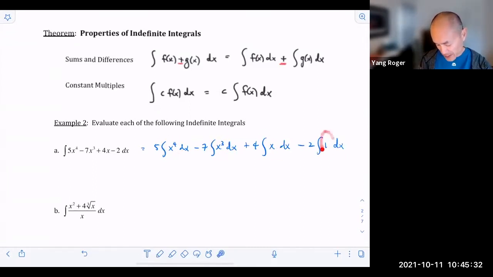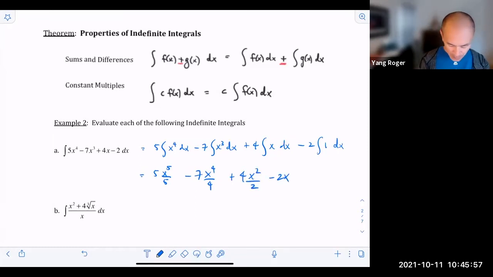Okay. And then now that I have each of these pieces, I'm going to use that power law that I just showed you to find the antiderivative of these 3 terms. And then I can use the constant law to find the antiderivative of this guy. So this will be 5 times x to the 5th divided by 5. This one will be 7 times x to the 4th divided by 4. This one will be 4 times x squared divided by 2. And this will be minus 2x. And then because the antiderivative gives you a whole family of functions, we're going to tack on a plus c at the end there. Okay.